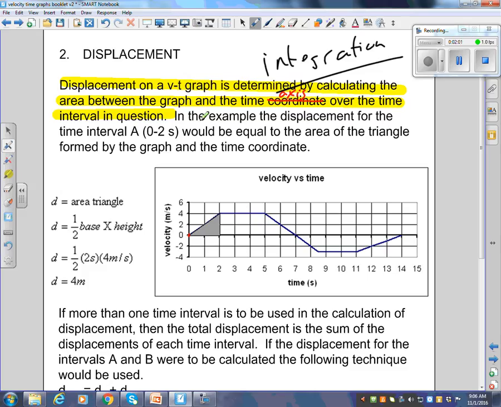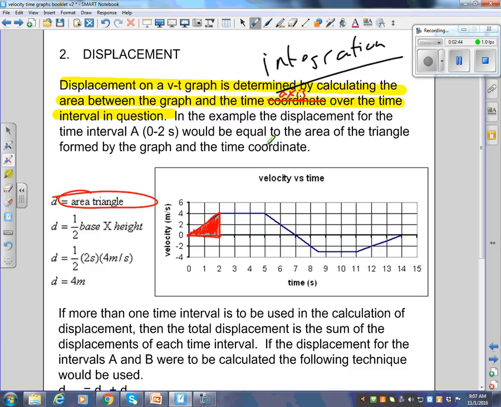In the example, the displacement for the time interval A, 0 to 2 seconds, would be equal to the area of the triangle formed by the graph from the time coordinates. So if I ask you for the displacement for time interval A, from 0 to 2 seconds, you go from 0 to 2 seconds, and then you go up to the graph, and you create a geometric figure. In this case, it is a triangle. It's the area between the graph and the time coordinate. And the formula for the area of a triangle is 1/2 the base times the height, or base times height divided by 2.